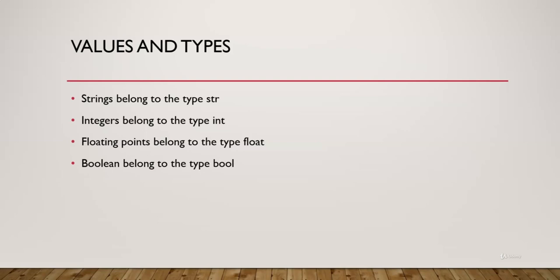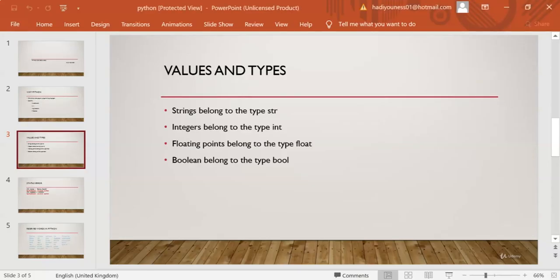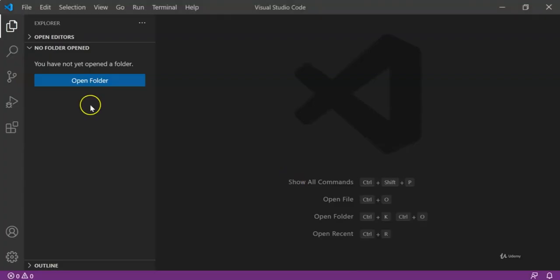And if we have, for example, the number 25.5, where we have a floating point number, this will belong to the type float. And finally, we have the bool, and in this case, it only consists of two cases, either true or false, and they're both Boolean expressions and Boolean types, so they will belong to the type bool. Let's go ahead and create our first Python program.